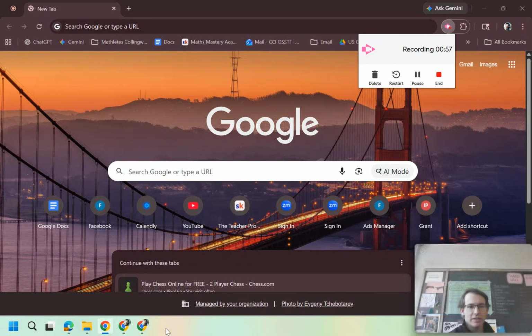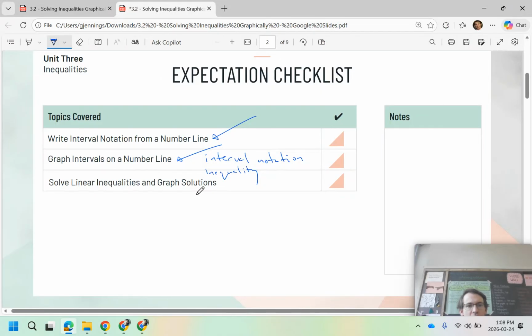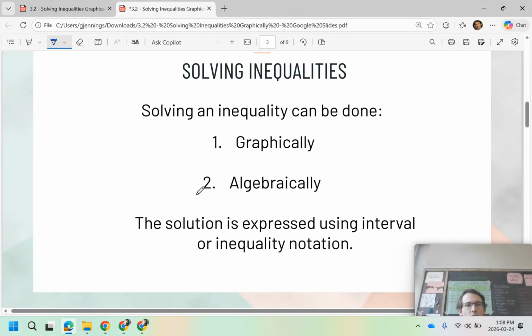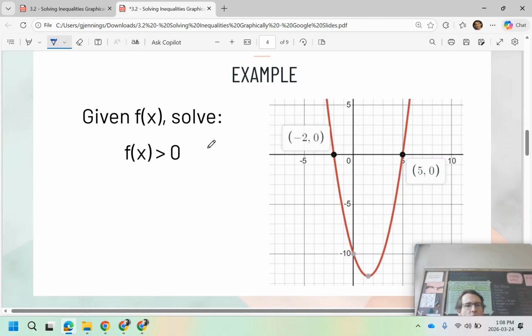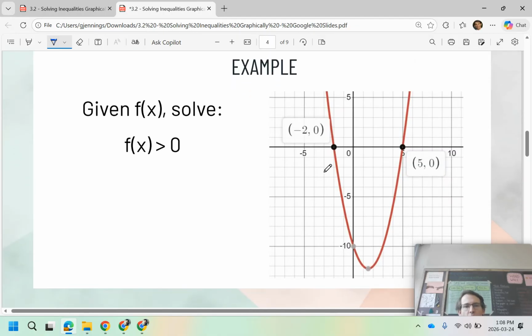All right, so let's take a look at our examples today. We can work algebraically, and we're going to look at that tomorrow. But today we're looking at graphically. So this may involve making a graph or working from a given graph. Over here, we're given f of x. So here is our function, f of x. And we are asked, when is f of x greater than 0?